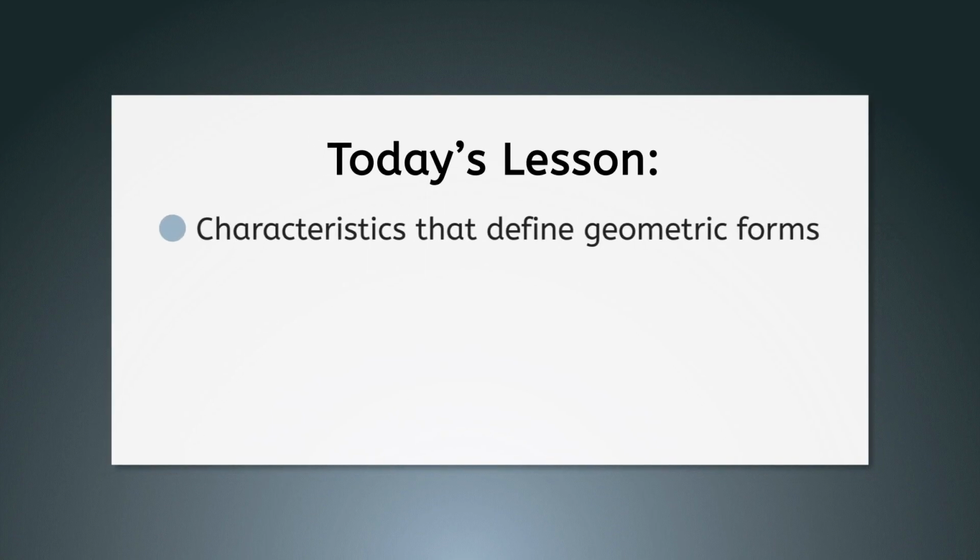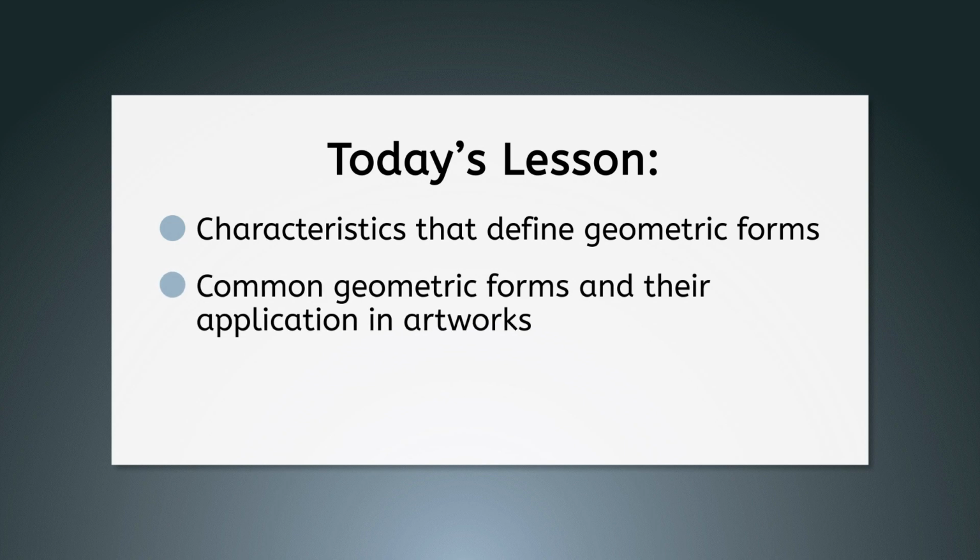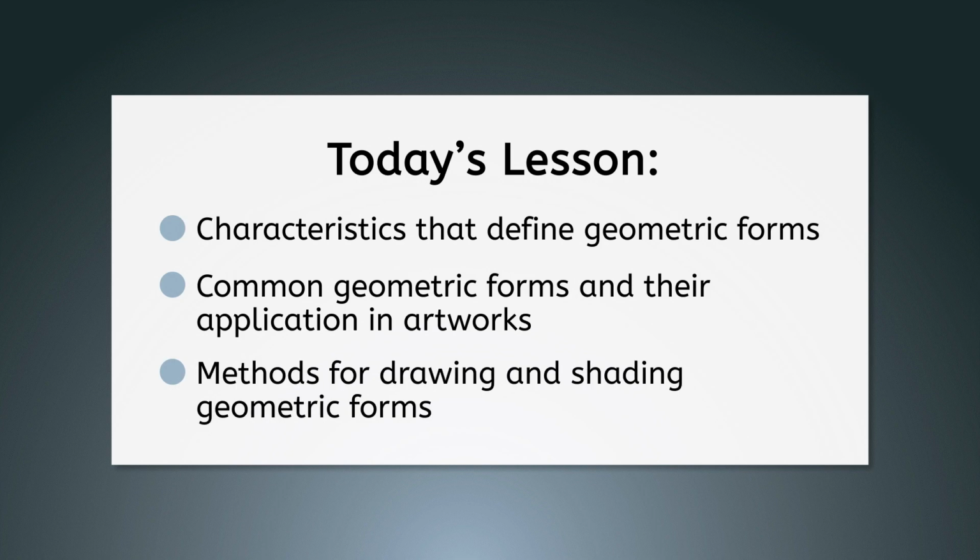Geometric forms are found in many things that we encounter in our daily lives. For example, a ball or a globe is a perfect example of a sphere. We see cones in the waffle variety when they're created to hold our ice cream. Cans and cups are cylinders, and if you roll a die, you'll see that you have a perfect cube. There are many more examples. In today's lesson, we'll explore the defining characteristics of geometric forms, view artistic applications of common geometric forms, and learn drawing and shading techniques for these forms.